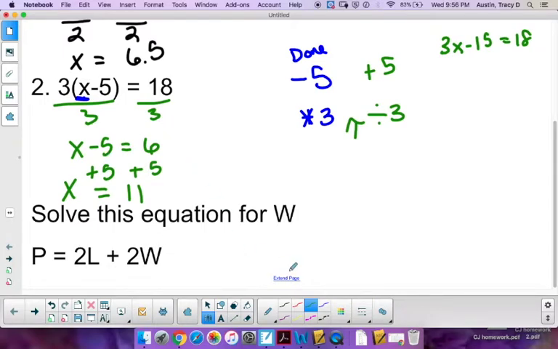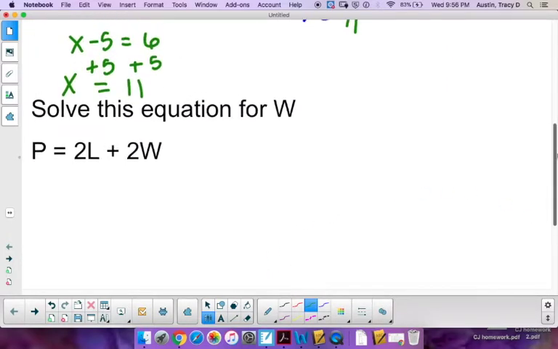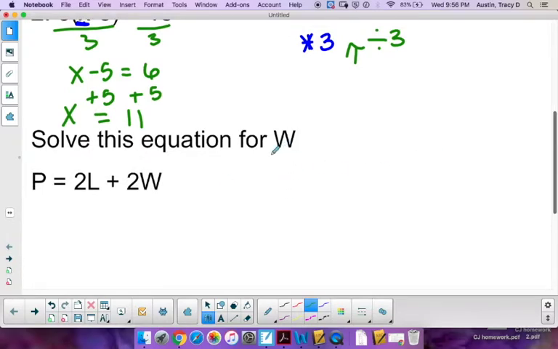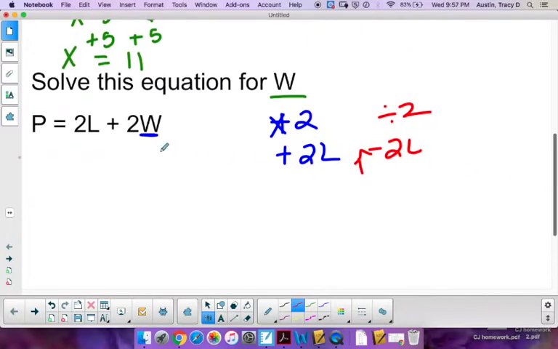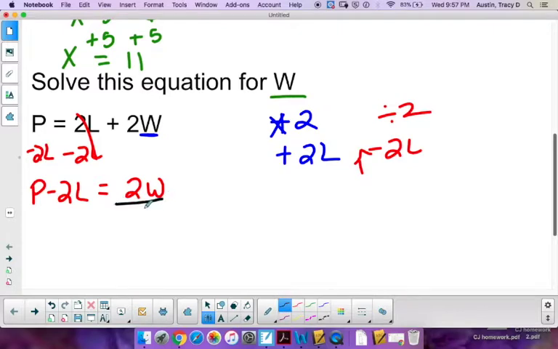Okay, so now we'll talk about something that doesn't really have numbers that you're solving for. You're solving for a variable. Same rule. If I look at my W and talk about what's been done to my W in order of operations, first it's been multiplied by 2, and then we added 2L. So that means we need to subtract 2L and then divide by 2 on both sides of the equation. So I'm going to subtract 2L. So that's just P minus 2L. We can't combine anything on that. And that's going to equal 2W because that cancels. Then I'm going to divide both sides by 2.